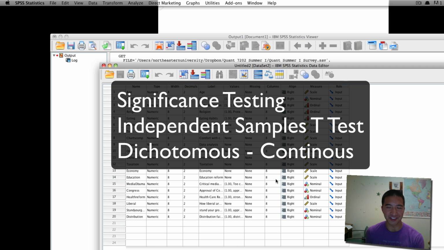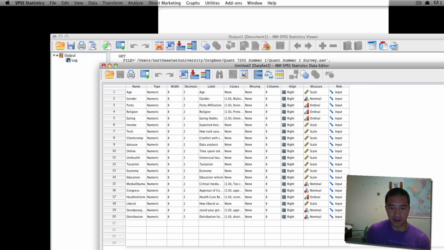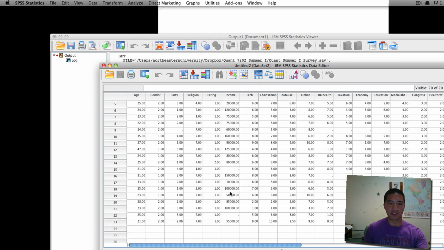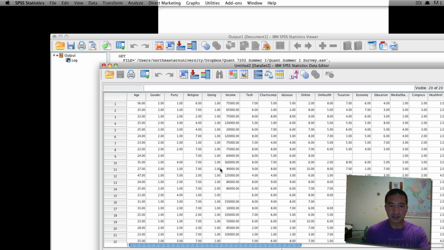Good morning, students. In this tutorial, I'm going to show you how to run an independent sample t-test for significance testing using a dichotomous independent variable and a continuous dependent variable. So here's SPSS. This is our survey, variable view, data view, same old, same old. What you're going to do is compare a dichotomous variable, let's say gender, and a continuous variable. We could use liberalism, expected income in 10 years, etc.